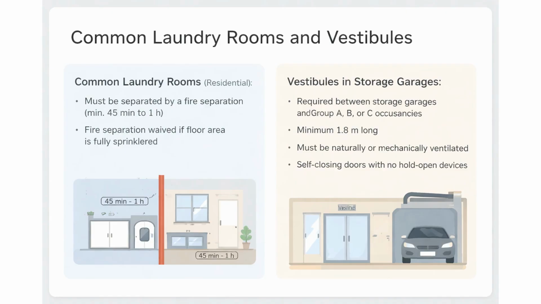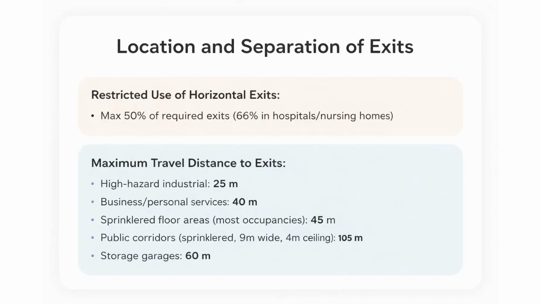Exits must be strategically located to ensure no one has to travel too far to reach safety. The maximum travel distance varies heavily by occupancy. For high-hazard industrial areas, you can only travel 25 meters before reaching an exit. But in a fully sprinklered building with a massive, tall public corridor, that distance can be extended up to 105 meters. Additionally, while horizontal exits, moving into an adjacent fire compartment, are useful, they generally cannot make up more than half of the required exits from any floor area.